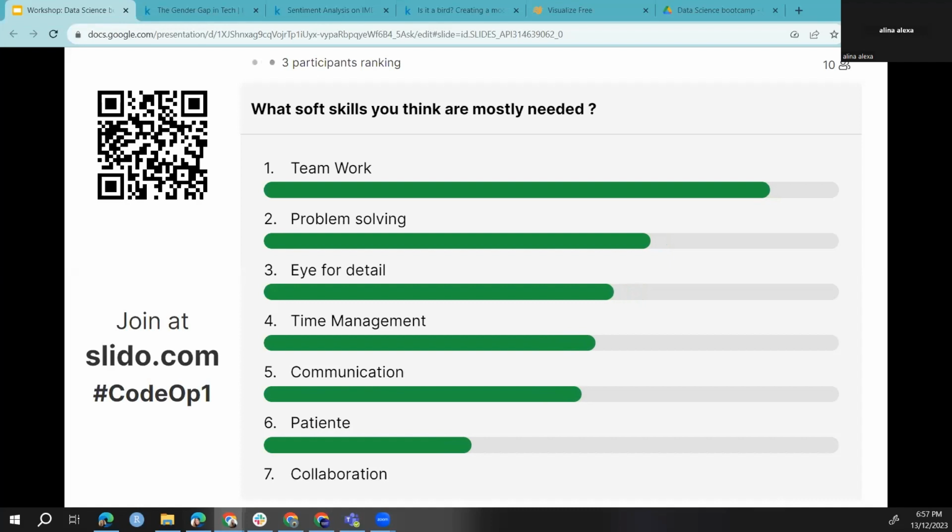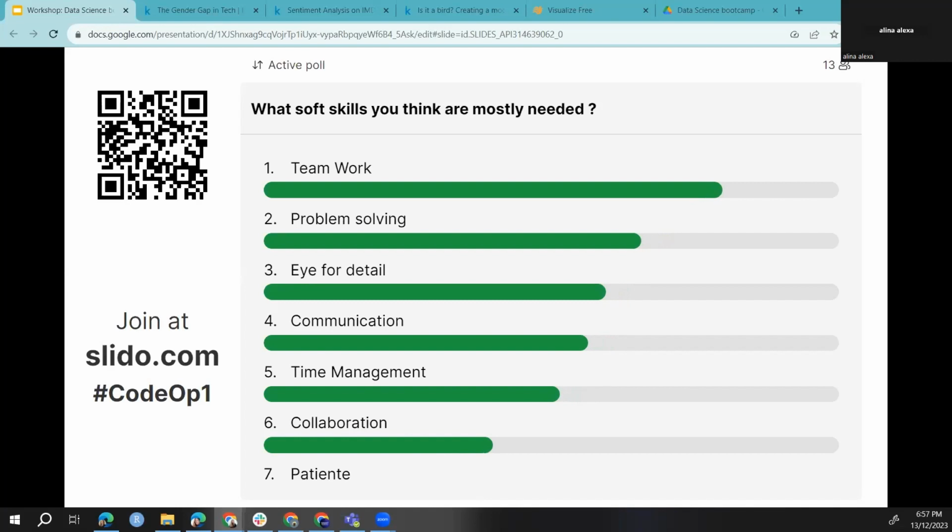Okay. So far teamwork seems to be up there. So most of you might think that a data scientist involves working in a team. Oh, now it's going down. We've got problem solving, eye for detail, and communication. Okay, patience is gone already. Nobody thinks patience is needed. I would rate patience very highly, but okay, good. So you're mostly right. I can't say which one is the most important because I feel you need at least a little bit of each, right?